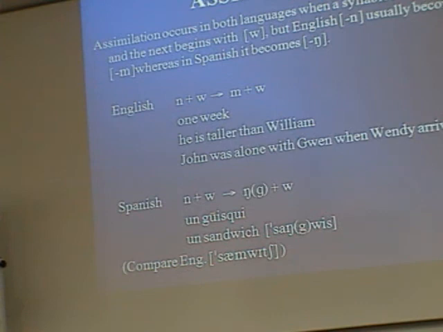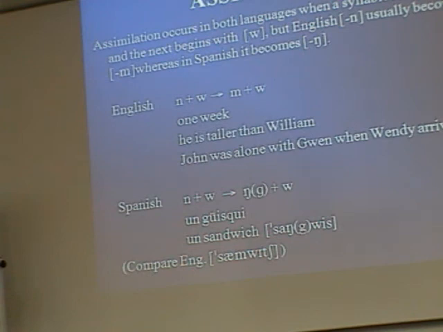So if we have the sequence "one week", where we have one ending in N and week beginning with W, I can pronounce it, of course, very carefully and say "one week". But I probably wouldn't. I'd probably say "om week". And the N at the end has become an M. If you watch me, I'll do it very slowly, and you can see that my lips close for the M. So the final N has become an M.